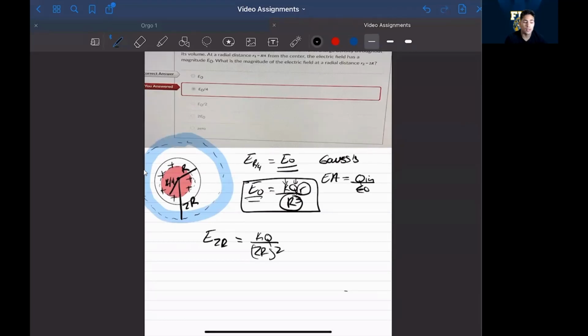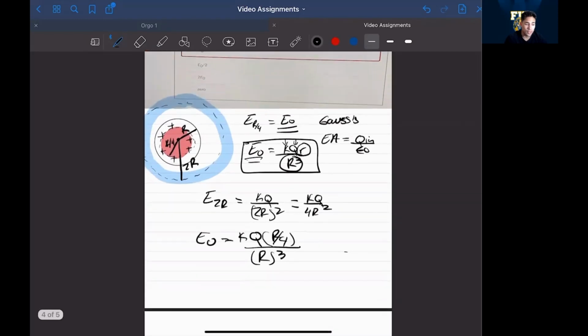Now we have to put it in terms of E naught, what's given. So if we do that, let me solve this. This will end up being 4r squared, right? And then we get E naught by substituting the smallest radius, which is r divided by 4, divided by r to the third.